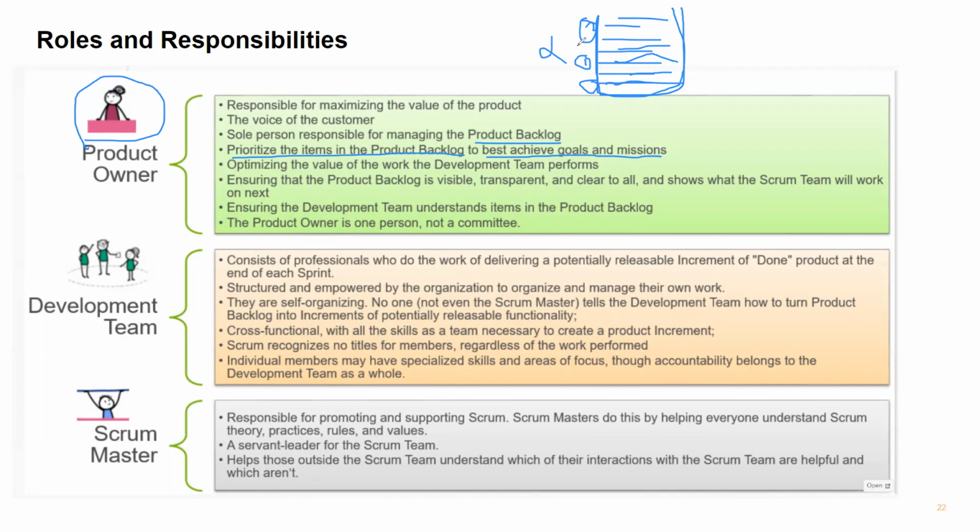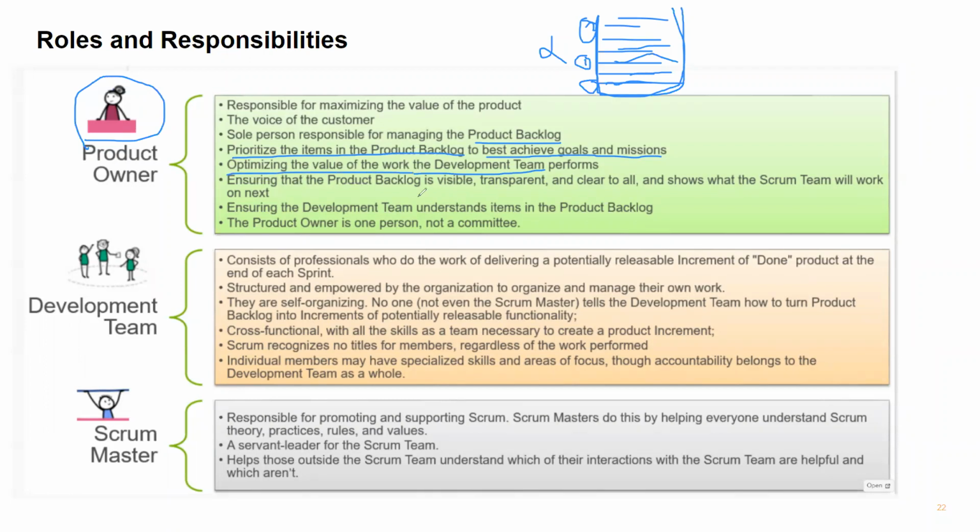The next is optimizing the value of the work the development team performs. Basically, he is the one who is going to talk to the customer, see what could be the best fit for the customer, and try to articulate it to them.